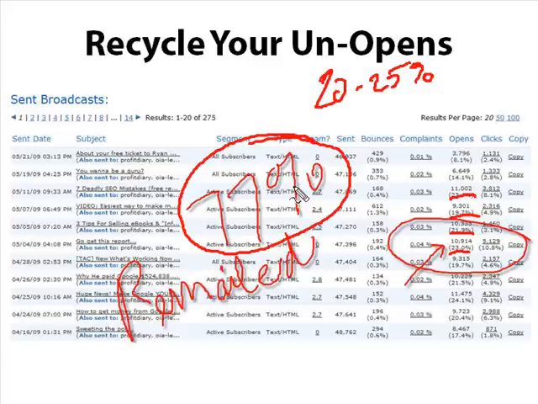Say that again, because that was big. You will generally double the amount of revenue you generate from a mailing if you do this basically three times. Yeah, three times. You mail the entire list that you're going to mail. You change the headline and you mail the unopens one more time, and then you take the unopens from that mailing and you mail them one more time.